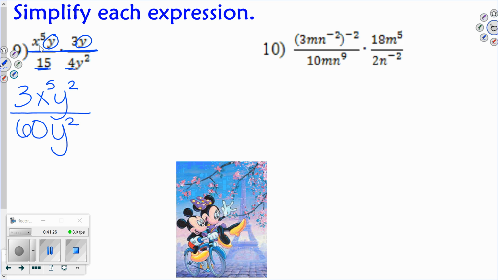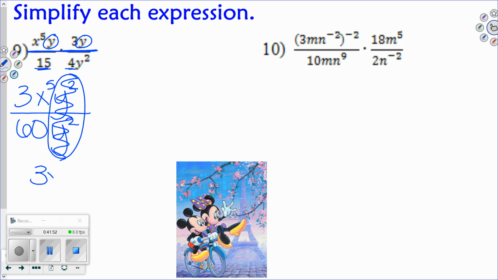All right, so I did the top, I did the bottom. Does anything top and bottom go together? Yes, I have those y's. What's going to happen to my y's? They're going to cancel out. Why? If I subtract, 2 minus 2 is 0, and anything to the 0 power is, poof, it's gone. Technically it's a 1, but it doesn't really matter. So those are going to be gone.